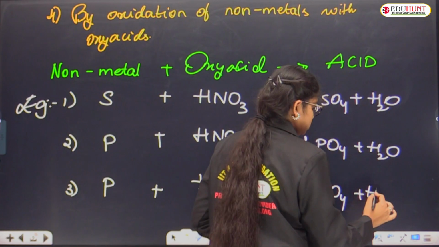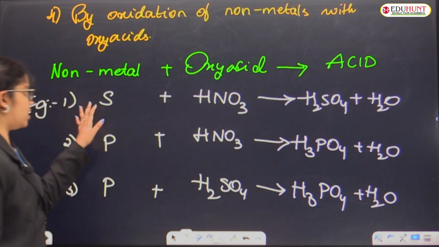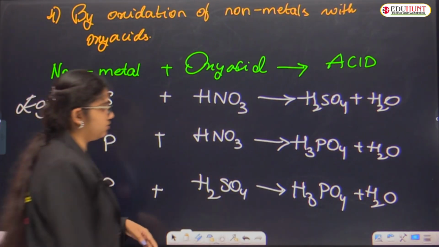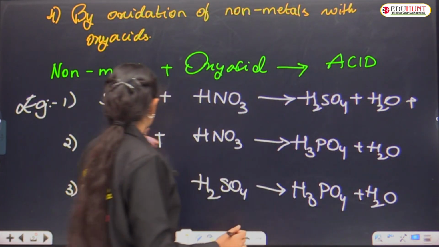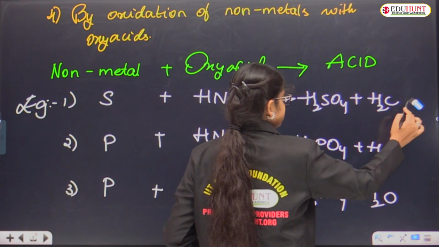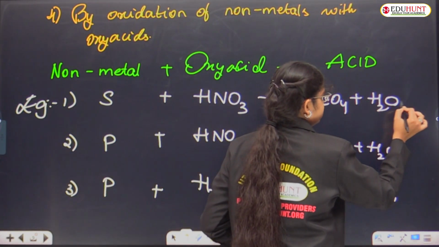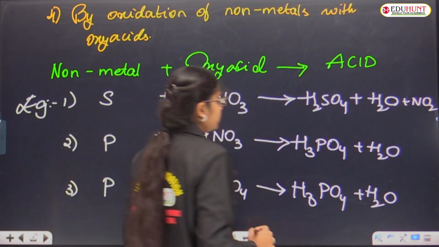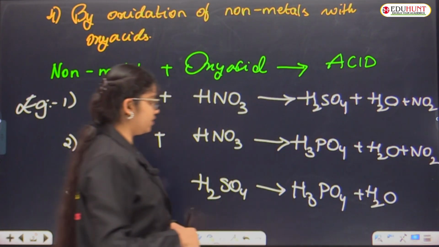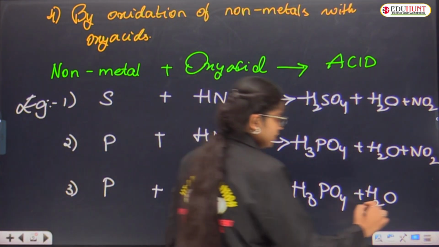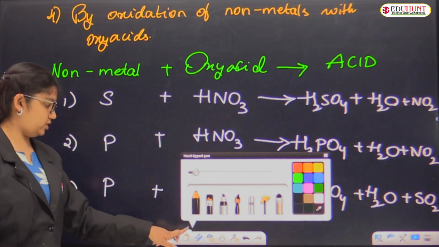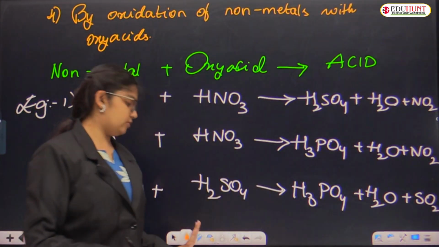Okay, water, and also we have here one sulfur. No, after balancing, what is the other product that also forms? In the first process, that is called nitrogen dioxide, NO2. And here the second process also gives nitrogen dioxide, NO2. And third we have sulfur dioxide. Okay, these are the 3 examples for the 4th method for the preparation of acid.